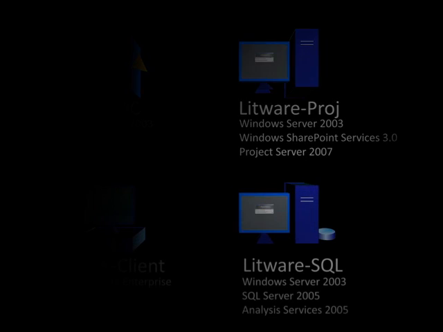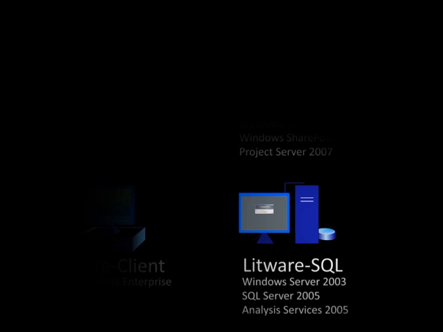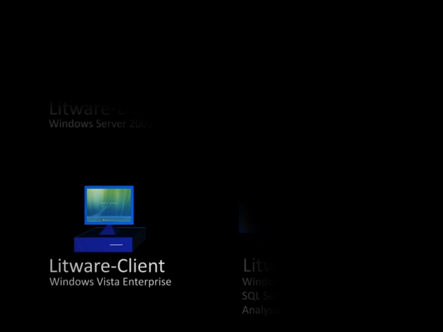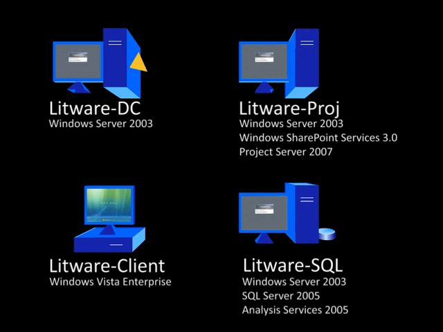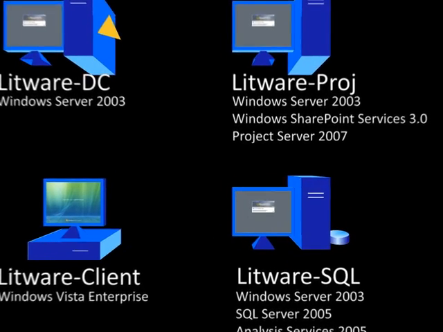The third computer is Litware-SQL. This is the computer that's running SQL Server and Analysis Services, and here in part 1 of this video series, we'll be using this computer to configure the Analysis Services repository database. And the fourth computer is Litware Client. And in part 2 of this series, we'll be taking a look at the configuration steps necessary for client computers so that Project Server users can view Olap data. Now to get started with the repository configuration, let's head over to the computer running Analysis Services.